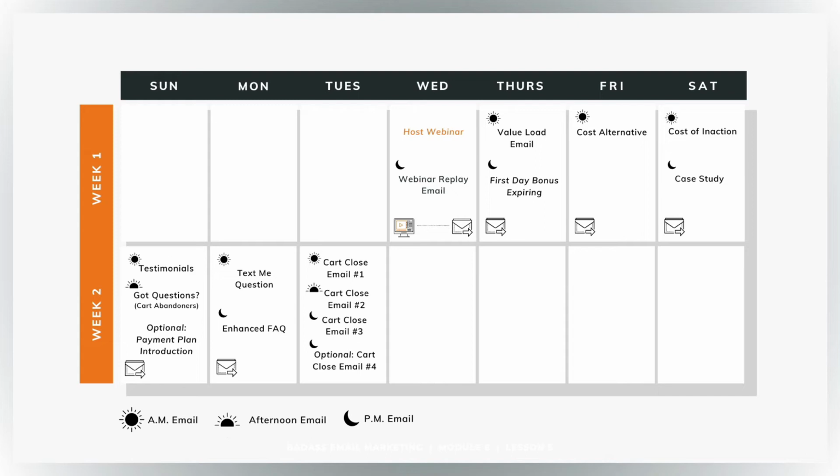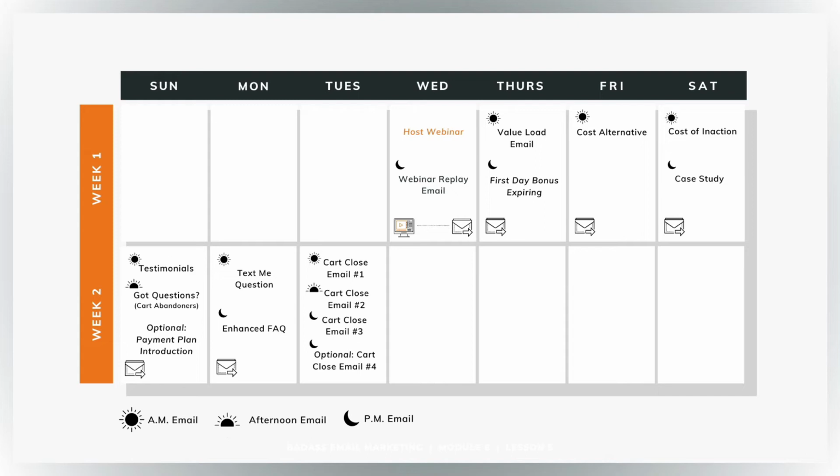So if the webinar is on Wednesday night, you will send a replay email. We'll cover this in the next lesson. This is one of the places where you will segment your list. People who attended the webinar will get one email. People who did not attend the webinar will get a different email. But that's on the night of the webinar.